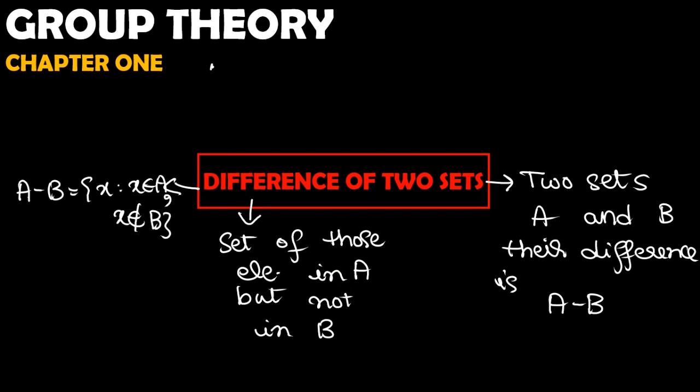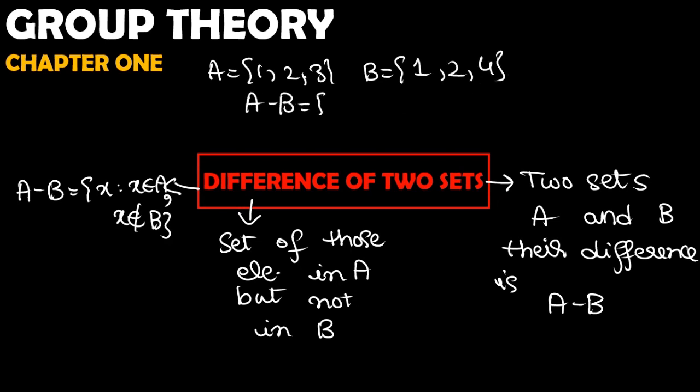For example, if I have a set A equal to {1, 2, 3} and I have a set B equal to {1, 2, 4}, then A minus B is all those elements which are in A but not in B. Then 3 is the only element which is in A but not in B. So in this way, we can find the difference of it. I hope you can understand the actual meaning of it, right?